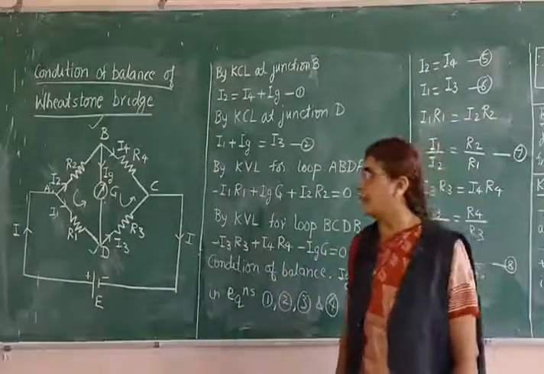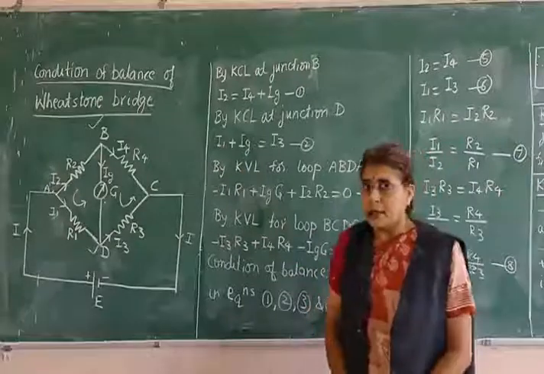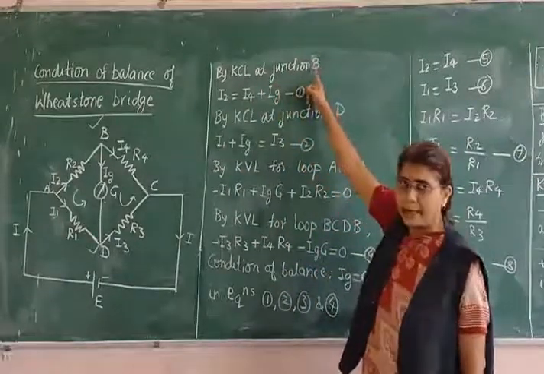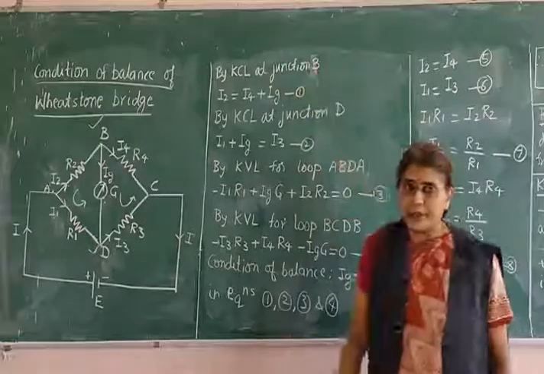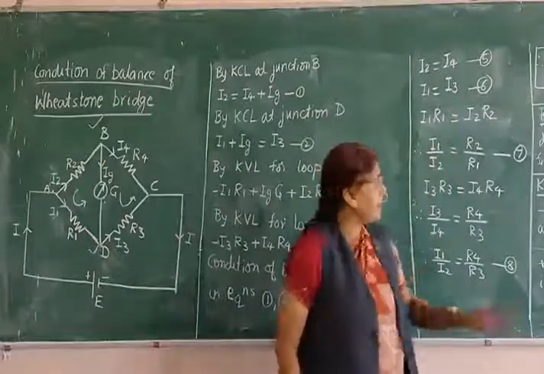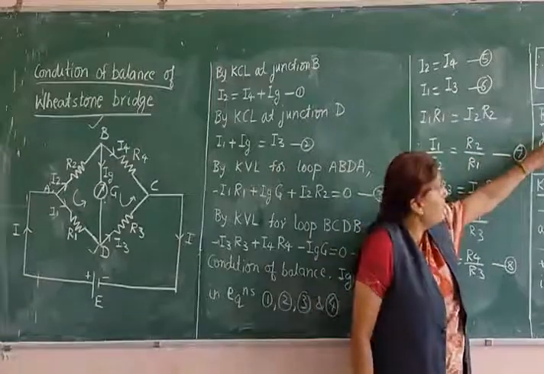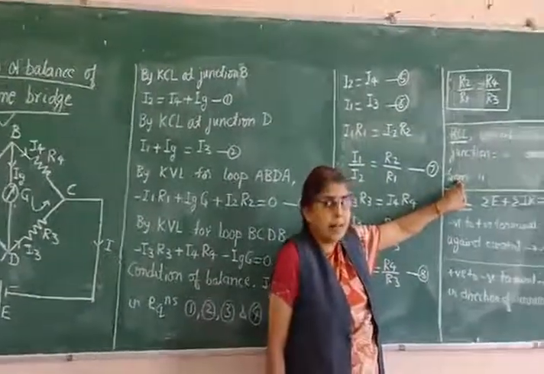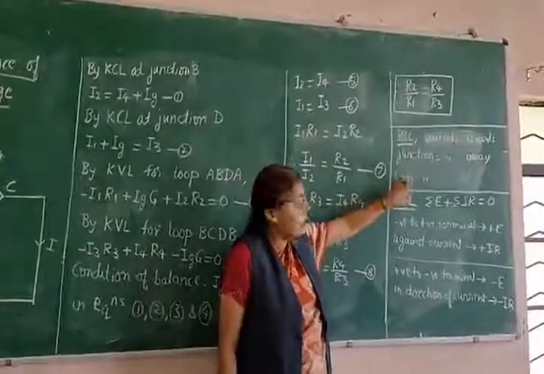Now let us start with the junction law. We shall apply the junction law, KCL, at the junction B. What is the junction law? The junction law is nothing but the sum of currents towards the junction is equal to the sum of currents away from the junction. This is your junction law.